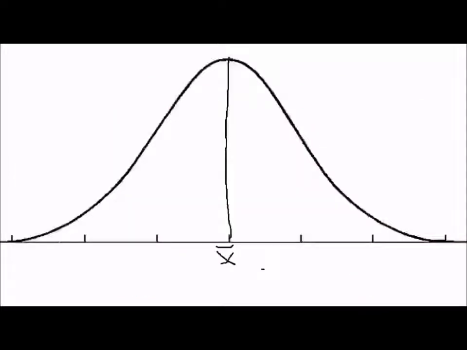This video is on normal distributions and bell curves. Here we have a normal distribution, and on normal distributions the graphs are symmetrical about the line here, which is the mean of the data.